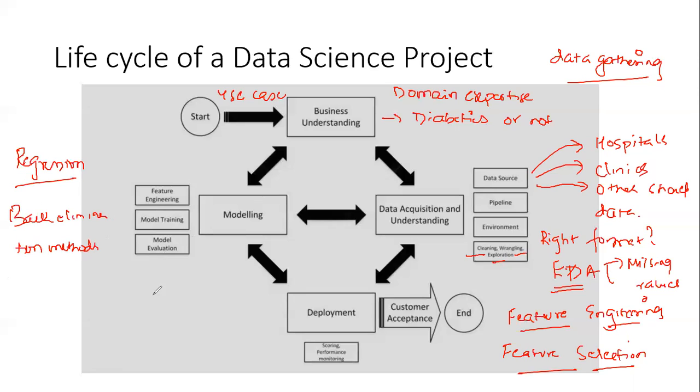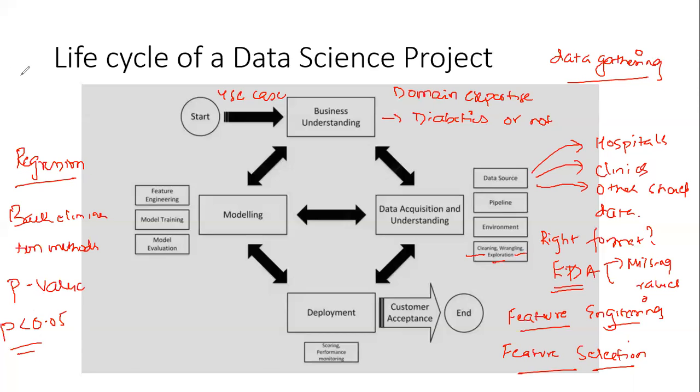We try to find out a p-value. Suppose we say that if the p-value is less than 0.05, we will keep that feature. Otherwise, we will not keep that feature. That basically means that feature is not playing a very good role in determining your output. So this is one of the techniques called the backward elimination method.